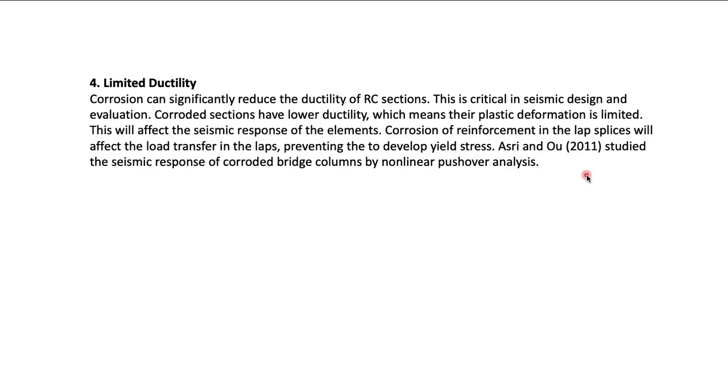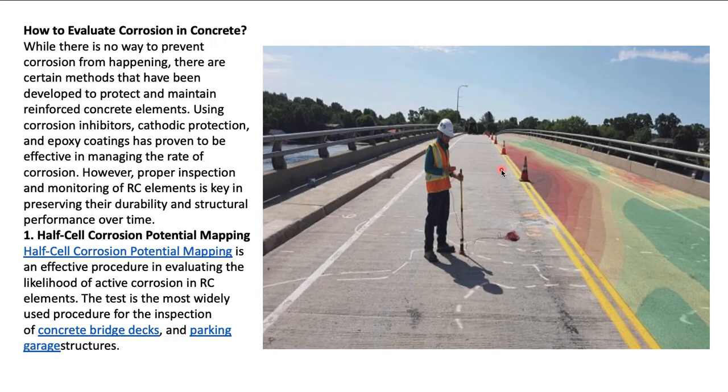So by using another bar, we have the lapping, switching from one bar to another bar, which is connected simply. That is the meaning of lap splices. They will affect the load transfer in the slabs, preventing the development of yield stress. And using this lap splice is also one of the corrosion effects, and they studied the seismic response of corroded bridge columns by nonlinear pushover analysis. And how to evaluate the corrosion in the concrete, the picture is showing.